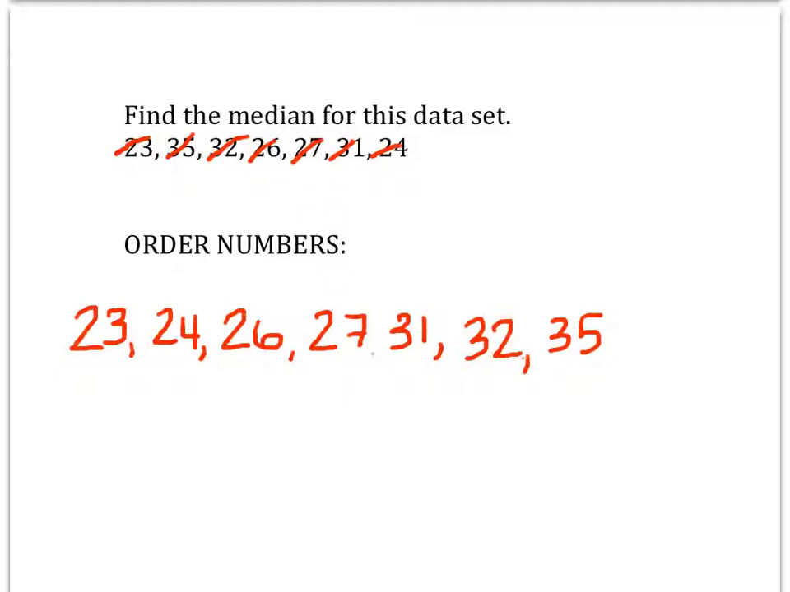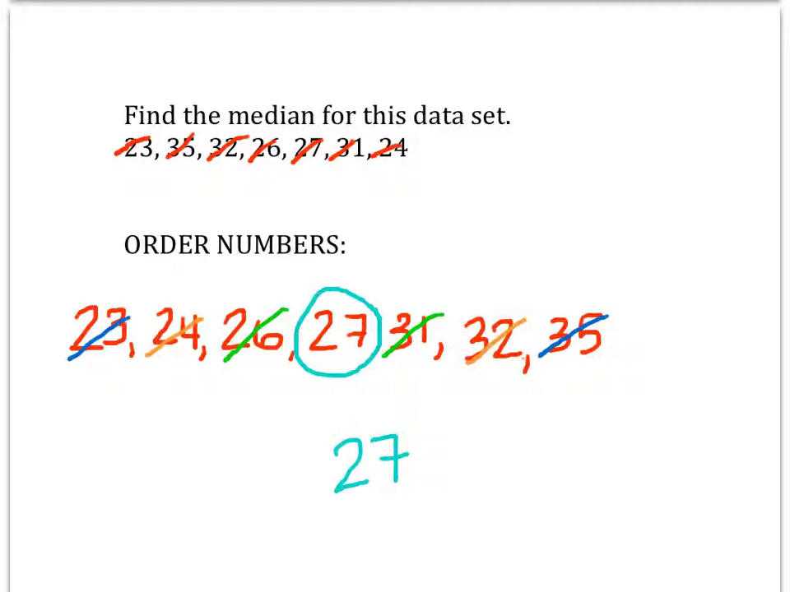You now want to find the number that's going to be in the middle. You can do that by crossing off the lowest with the highest. You do it again with the lowest and the highest. Again, lowest and highest. And you can see that you're left with 27 in the middle. Your median for this data set is going to be 27.